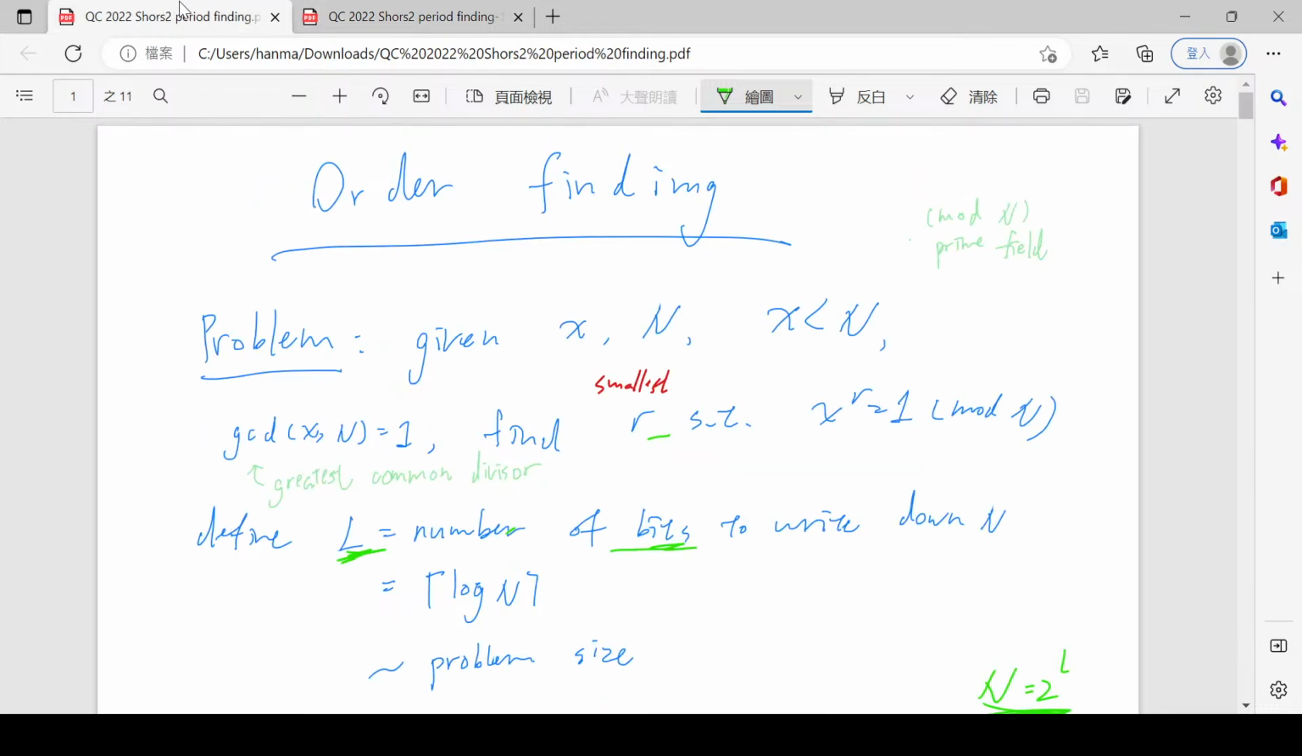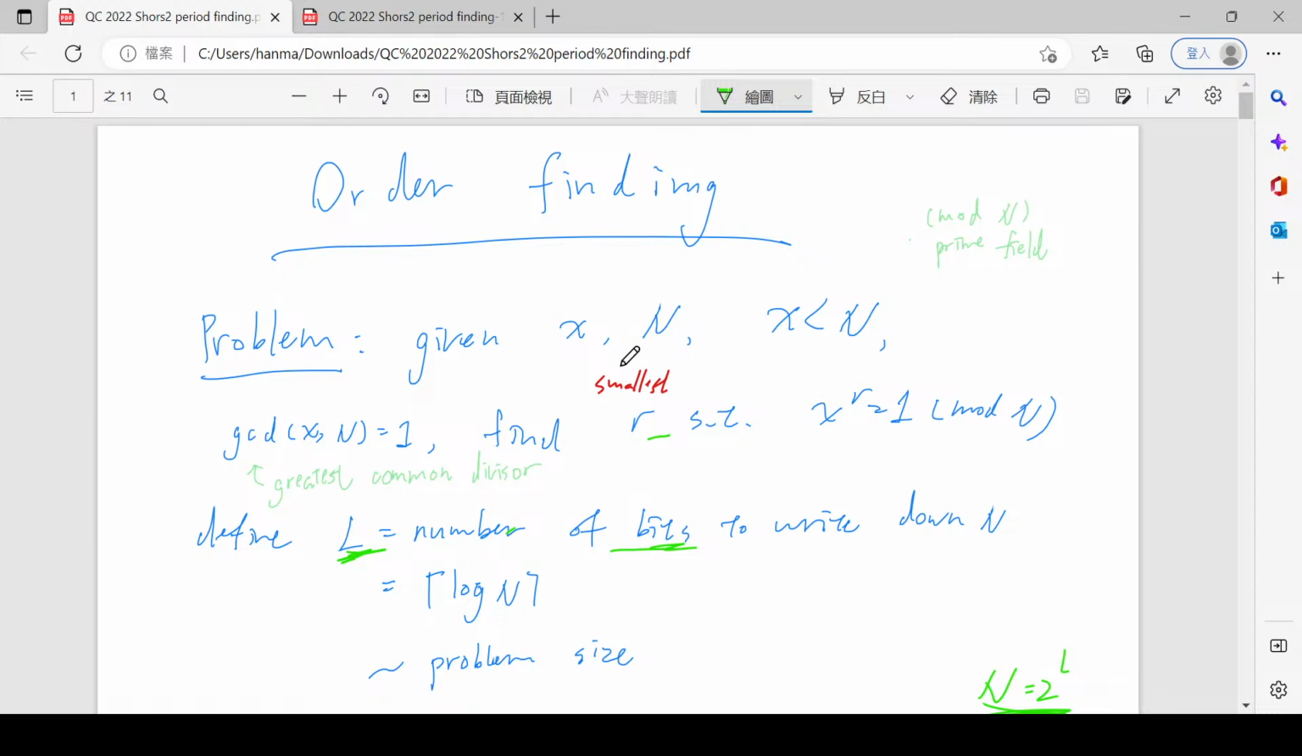Okay, any question from last time? Last time we went through this Shor's factoring algorithm, everything. Okay, so let's start with a short review. From last time we know how to do phase estimation.